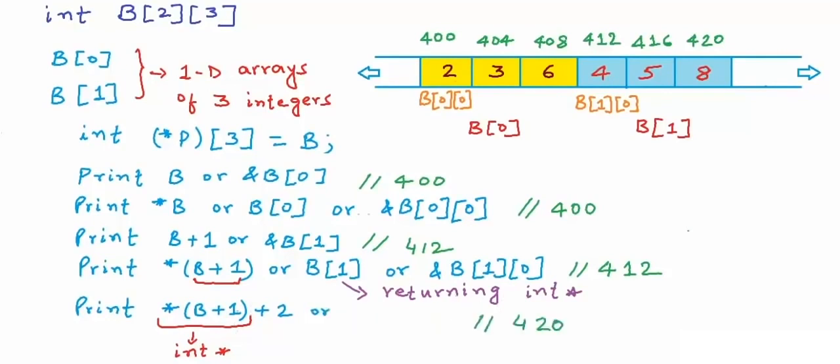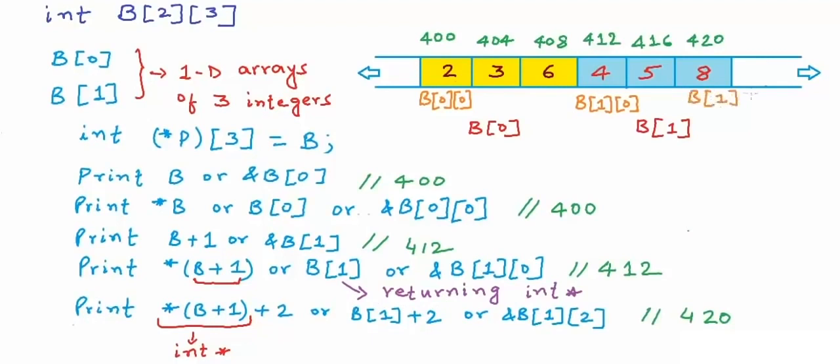Asterisk of b plus 1 in this expression can be written simply as b1, because they are substitutes for each other, they are alternate syntax. So this is the same as b1 plus 2. And once again, these expressions are returning a pointer to integer. They are returning a pointer to this element b12. That's why we can also say ampersand b12. All these three once again are the same.